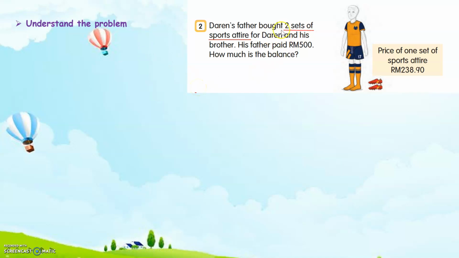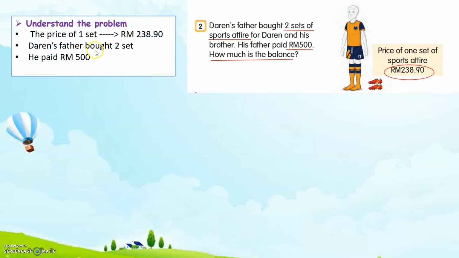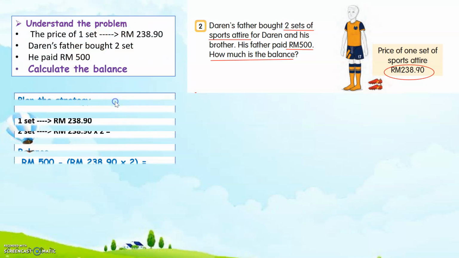That means I ask you to underline the information or keywords here. First, he bought 2 sets of sports attire and his father paid 500 ringgit, and the question is we should find the balance. He paid 500 and calculate the balance.